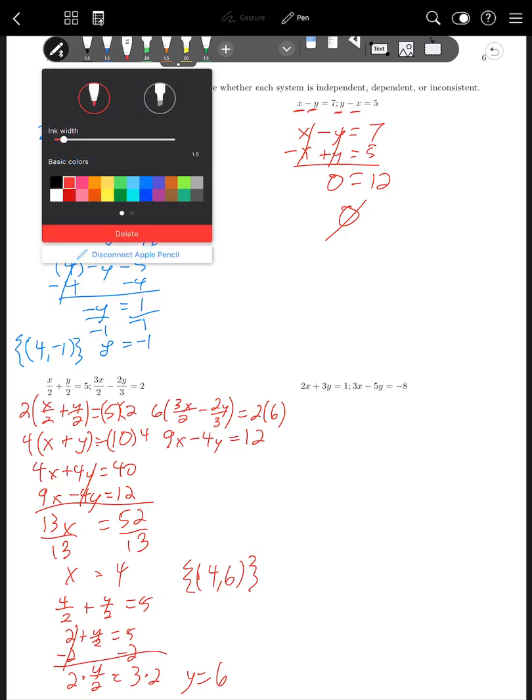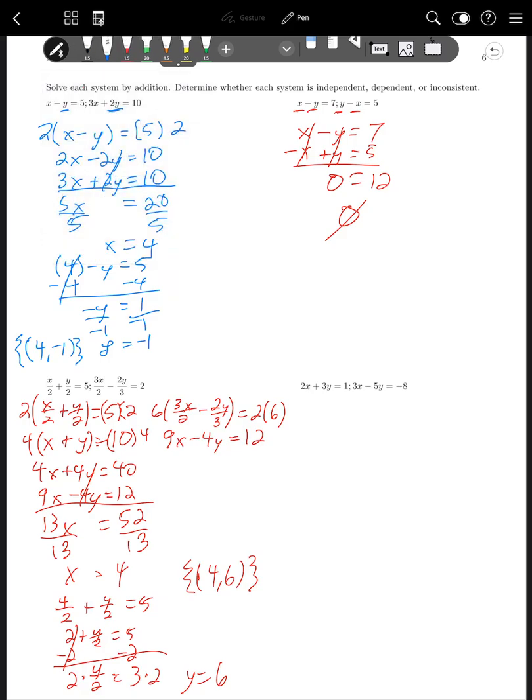And then the last one. In this case, we're going to have to multiply both equations by something would be the easiest way. So I could do the y's here or the x's. So if I wanted to make the x's opposite of each other, I need to multiply the first equation by 3 and the second equation by negative 2. So if I do 3 times 2x plus 3y equals 1 times 3. And if I do negative 2 times 3x minus 5y equals negative 8 times negative 2. Then I get 6x plus 9y equals 3, and negative 6x plus 10y equals 16.